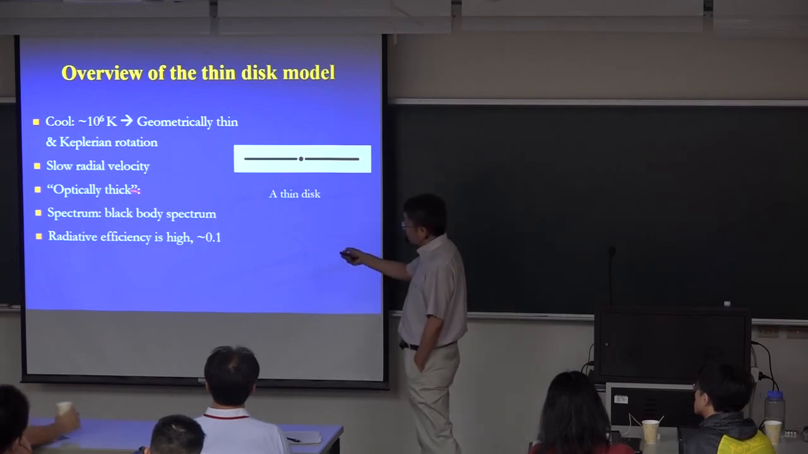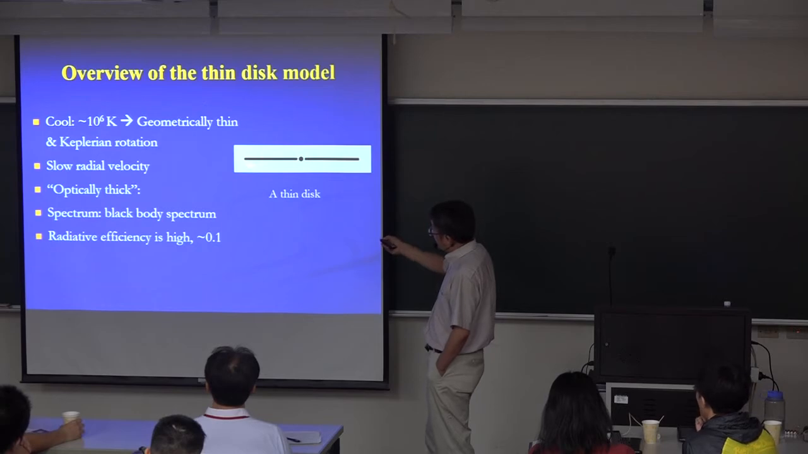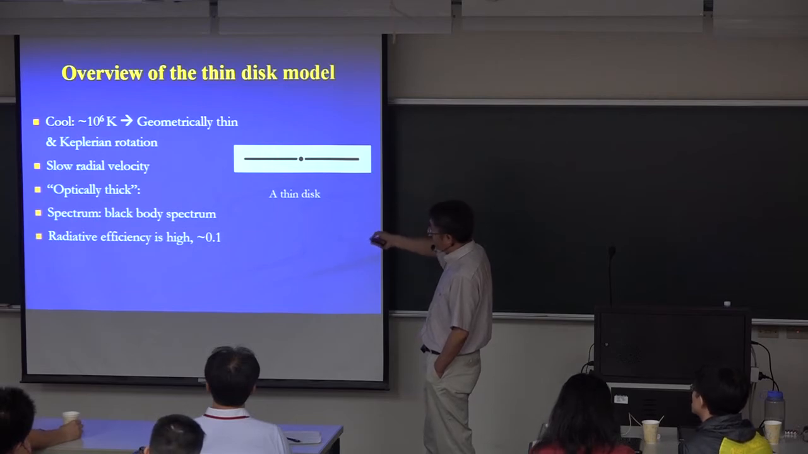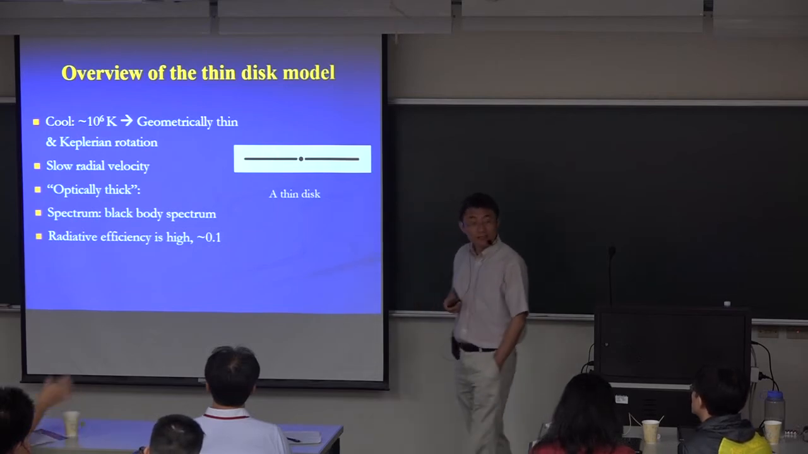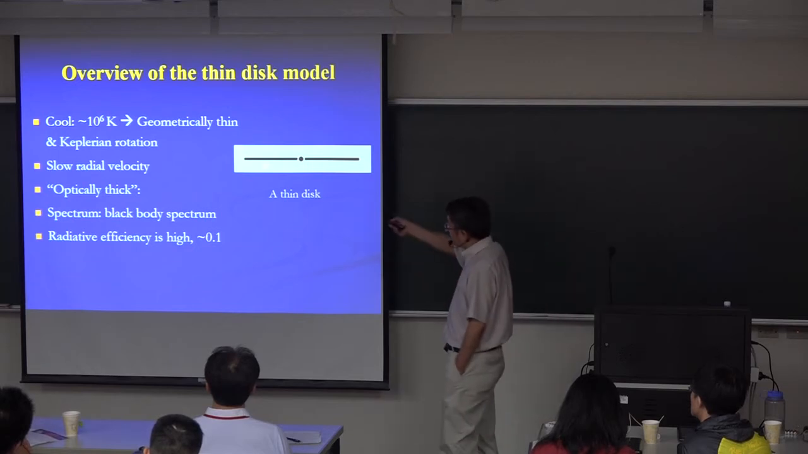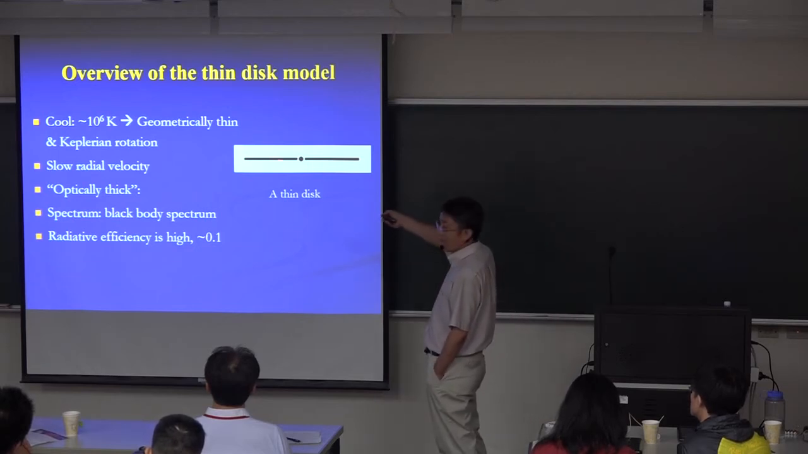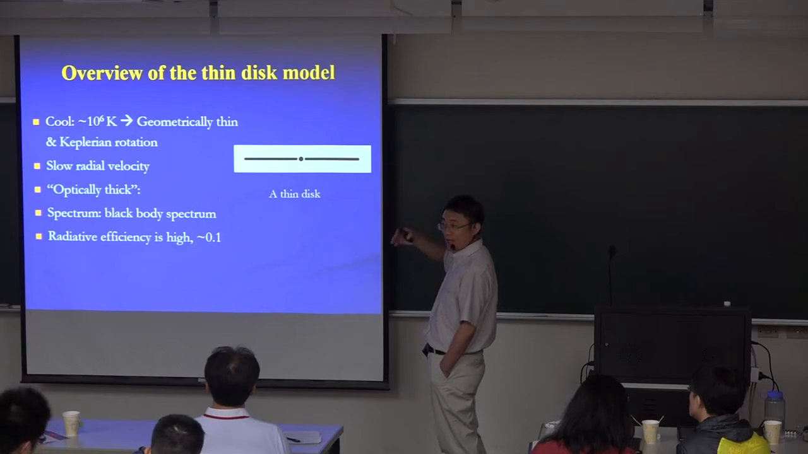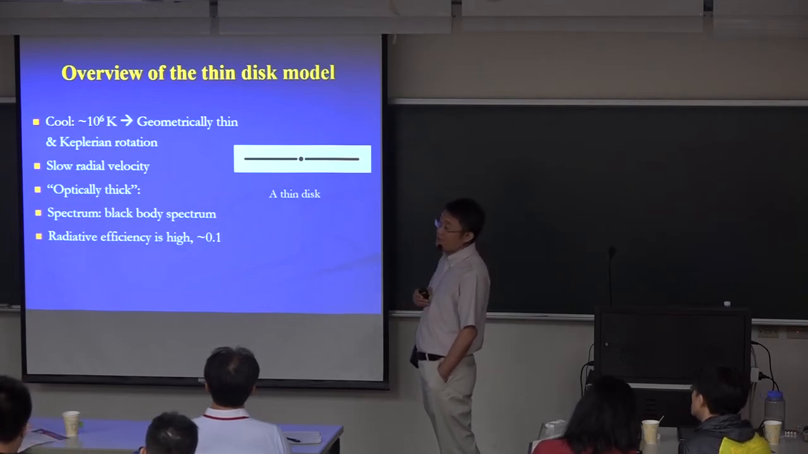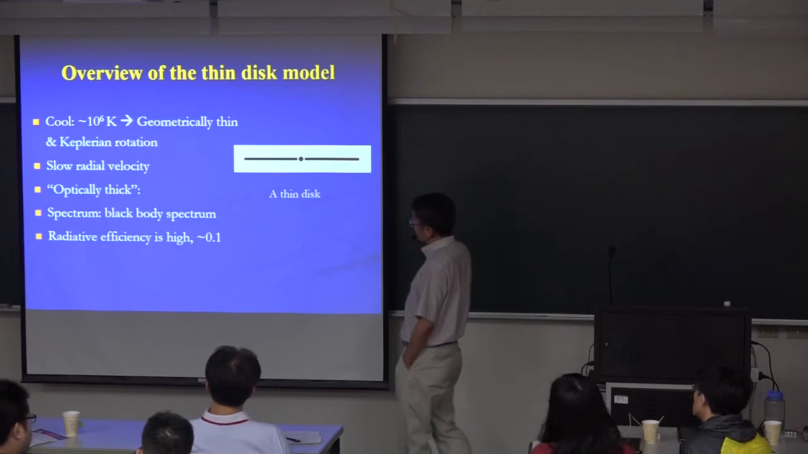Because it is optically thick, the spectrum emitted by the accretion disk at different radii is perfectly described by the Planck spectrum. It is a black-body spectrum. Of course, at different radii, the temperature will be different. So this is why we have the so-called multi-temperature black-body spectrum. Okay. This is thin disk.